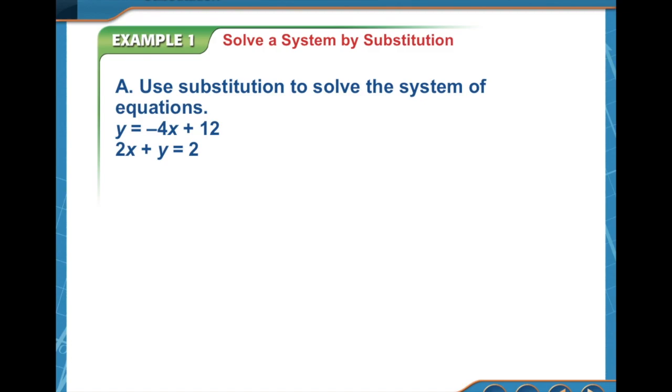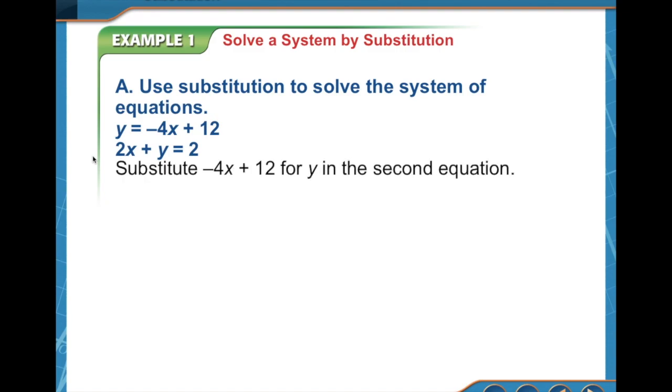Okay. So example 1a. Here we're given 2 equations. They say use substitution to solve the system of equations. So we've got y equals negative 4x plus 12. This is good because we already have y by itself. And then here we have 2x plus y equals 2. So how are we going to tackle this?